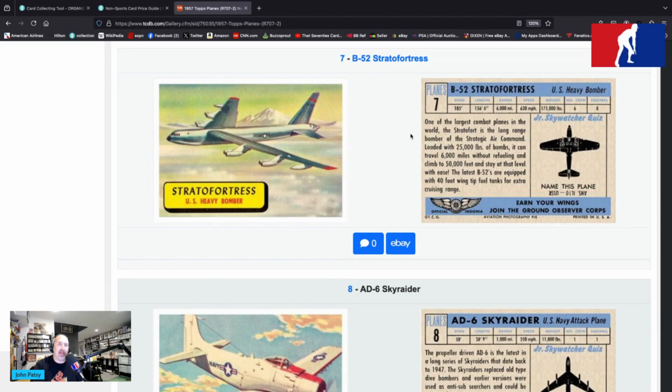There is a picture back there that says Junior Skywatcher Quiz. It shows you a picture of a plane, and you need to answer by flipping your card upside down. And in this case, on card number 7, planes, it is the IL-10 USSR aeroplane. Earn your wings, join Ground Observer Corps, the official insignia. This is TCG, copyrighted, aviation photography pics, printed in the USA.